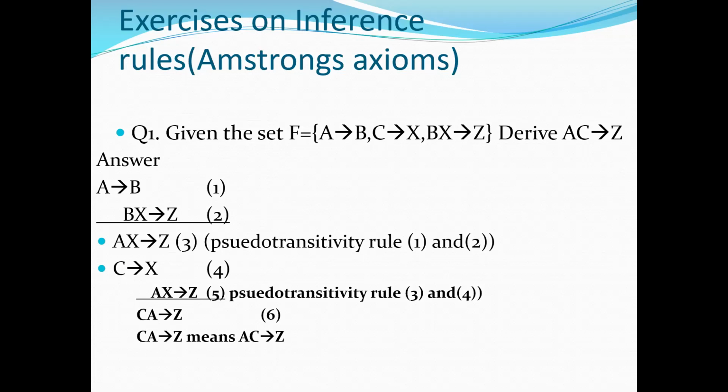Again, we are omitting the common attribute, and the remaining attribute is added to the left hand side of the first functional dependency. So CA to Z. CA to Z means AC to Z. I told you functional dependencies are actually the continuation of set theory. So the order of elements in the set is not important. So CA to Z can be written as AC to Z.